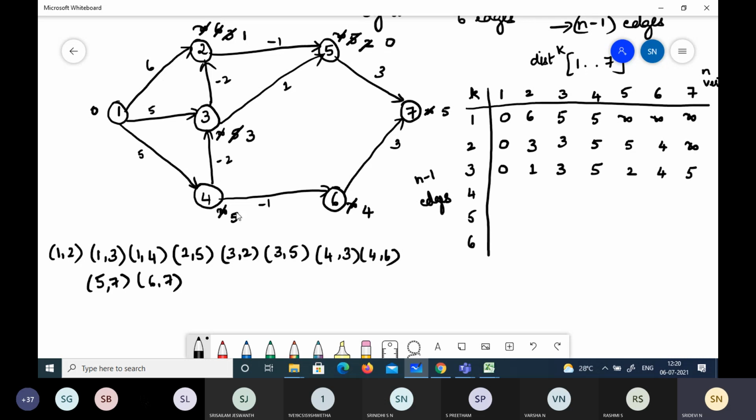Then 4 to 3. 5 minus 2 is 3. We'll keep it as it is. 4 to 6. Just check here. 4 to 6.